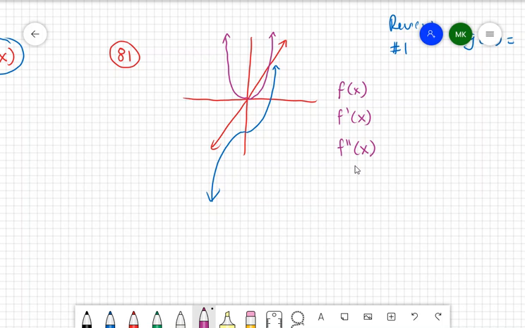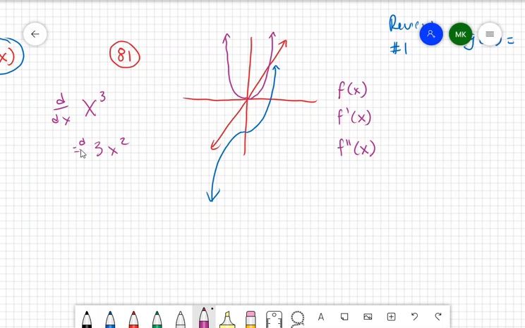Now what you want to realize is every time I take the derivative using the power rule, I drop the power by 1. Like if I start with an x cubed and I take the derivative of it, what I end up with is, by power rule, 3x squared.